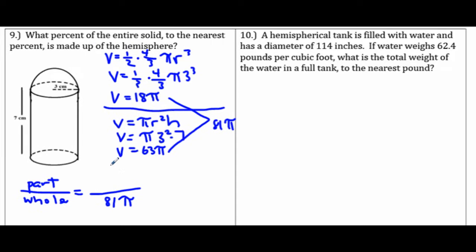For the part, you have to go back to the question. It says, what percent is made up of the hemisphere? So the hemisphere has to go on top. That was the 18 pi. Before we put this in the calculator, I just cancel the pi's out here, and then you don't have to deal with it. Type in 18 divided by 81. It comes out to be 0.2 repeating, but we need it to be a percent, so move the decimal over 2 places, and the question said rounded to the nearest percent, so it's 22%.